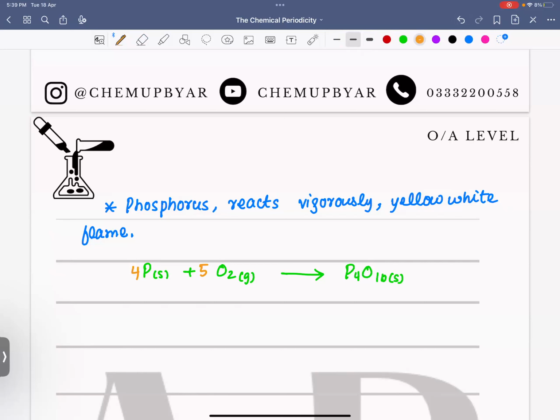Okay. So if I comment on the properties of this oxide, one is that it is a simple molecular. Now the other one is, it is also acidic in nature. Okay.